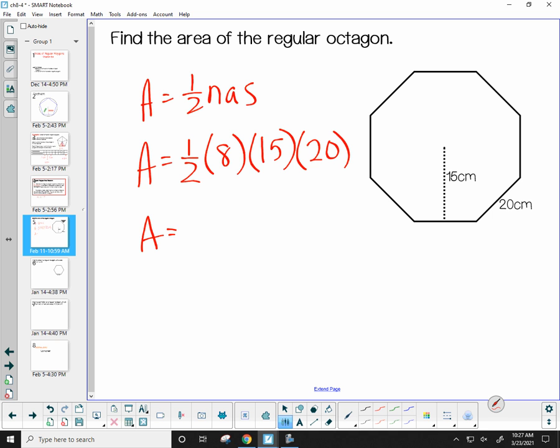What do we get? Good. So 1,200 square centimeters, right?